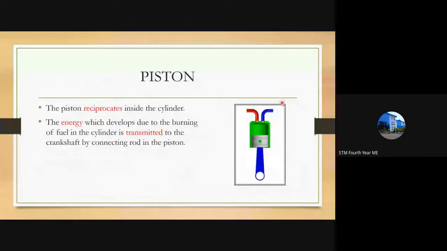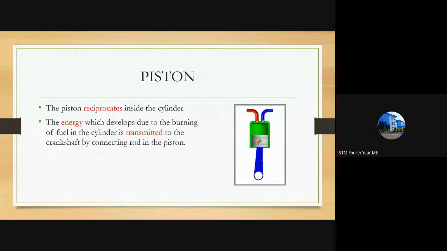So now we will look at the various parts present in the cylinder block. The first part is the piston. So what is a piston? A piston is a mechanical component present inside the cylinder which converts the heat energy generated inside the cylinder into mechanical work, and that piston transmits the power from the cylinder to the crankshaft. So you can see how the piston moves in an upward and downward motion.